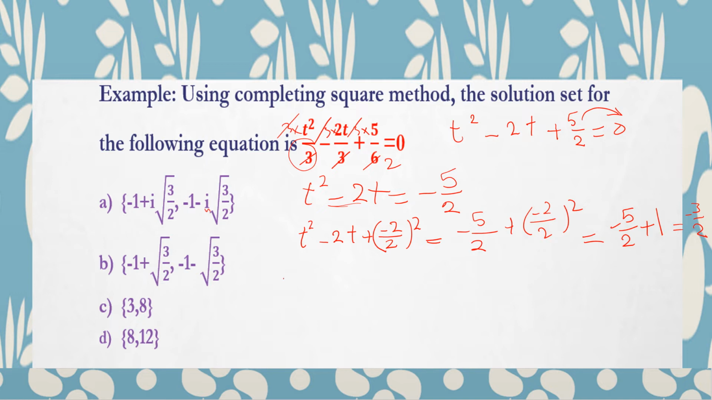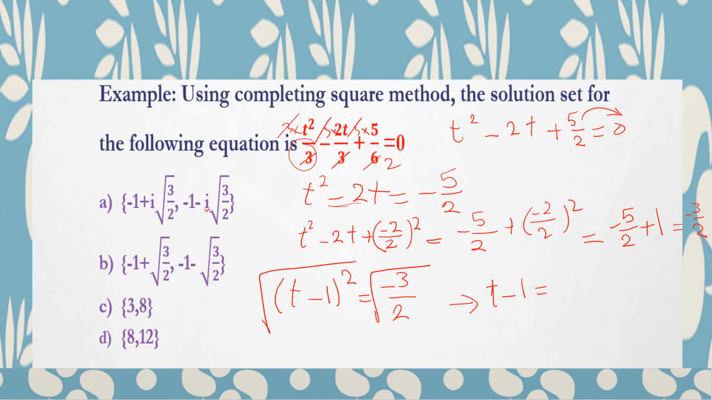And t minus 1 all square equals minus 3 over 2. By taking the square root of both sides, we get t minus 1 equals the square root of minus 3 over 2.